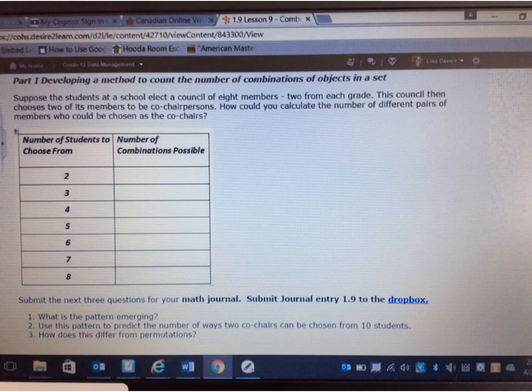So you're going to start with the number of students to choose from, and you want to choose a pair of students. So for the first blank in the table here, you would do 2 choose 2, or you could write that as 2C2, whatever way you like. Obviously, that's just one. There's only one way to choose two people out of two people.